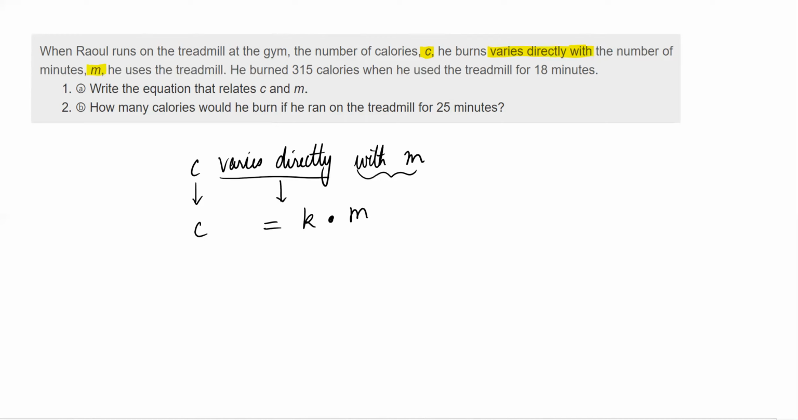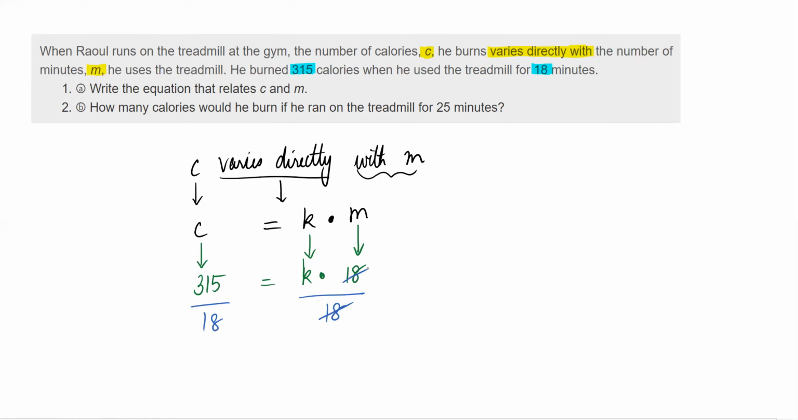All right, now we have some information. So it says if we burn 315 calories over 18 minutes, that's the way he works. And so C is now 315 calories. K is K. M is 18 minutes. Okay. So they want us to find the constant of variation. So let's do that. Divide by 18 on both sides.